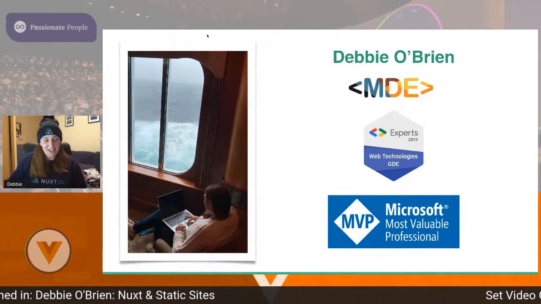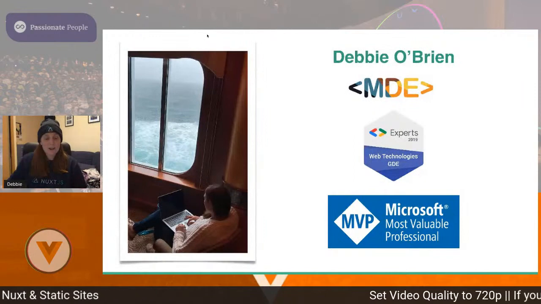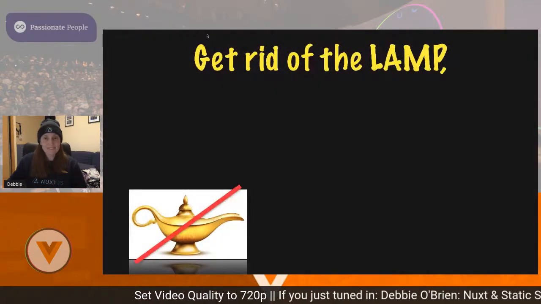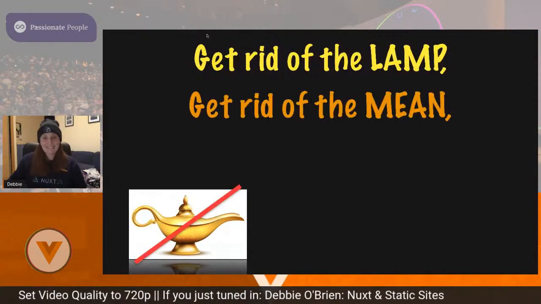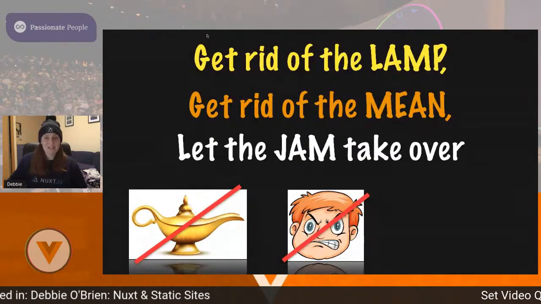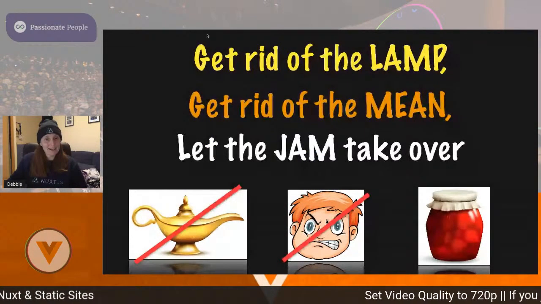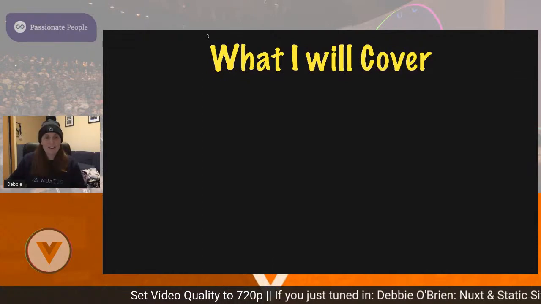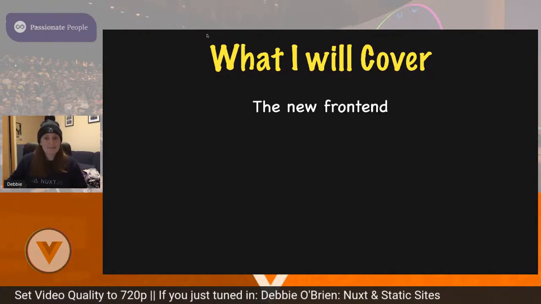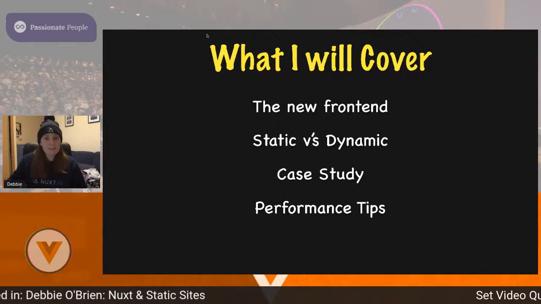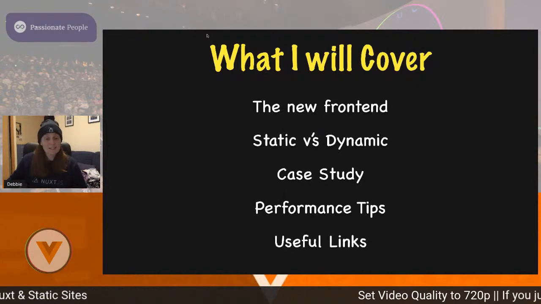Okay, so today what we're going to do is we are going to get rid of the lamp. No more Aladdin. We're going to get rid of the mean. No more mean people. And we're going to let the jam take over. Hope you like jam. So what I'm going to cover, basically: the new front end, static versus dynamic. I'm going to show you a case study, some performance tips, and some useful links at the end.